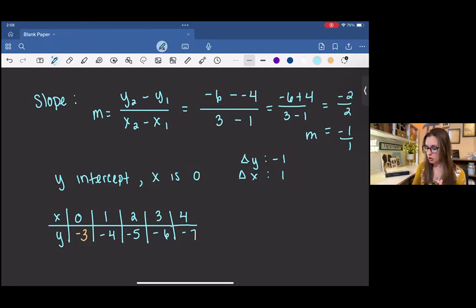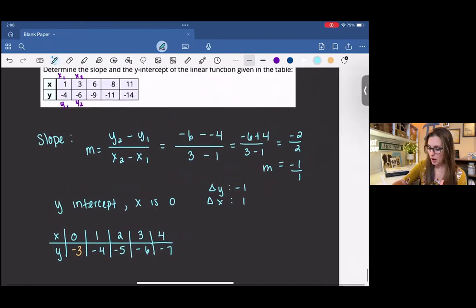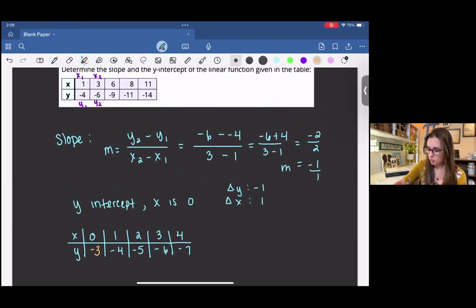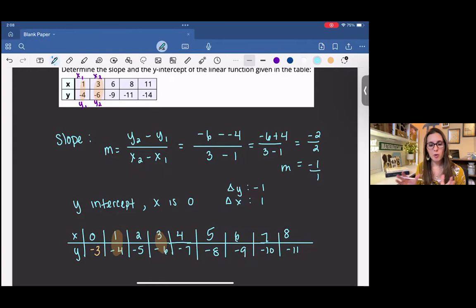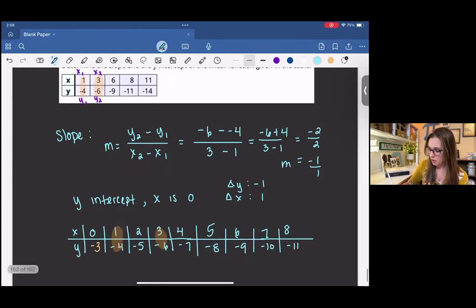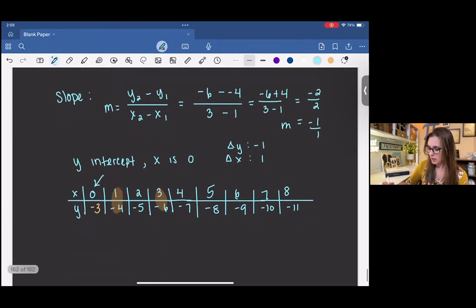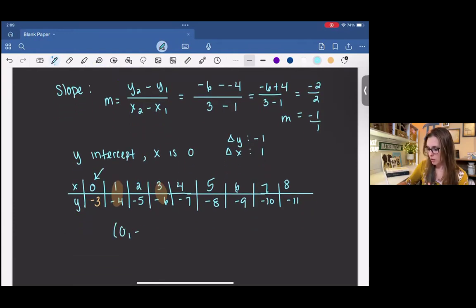And then I can check and make sure that my values are matching up based on my pattern. 1 should be -4, 3 should be -6, and then you could keep going to check 6, 8, and 11. So you can see here, if you keep going, all of the values match up, and now we can see the y-intercept from the table is at 0, -3, which is what this problem was asking us for, and that's it. So that's all you have to do. You just have to find the pattern, back it up, and there you go.